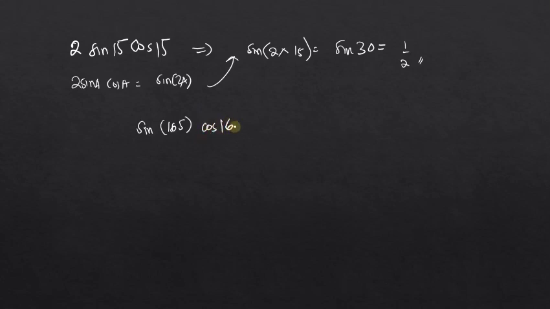Sine 165 cos 165. This is a very interesting one, so we need to take our time in handling it. For us to do this, first we can consider that there is a 2 here, right? If there is a 2, then our answer will now be what?